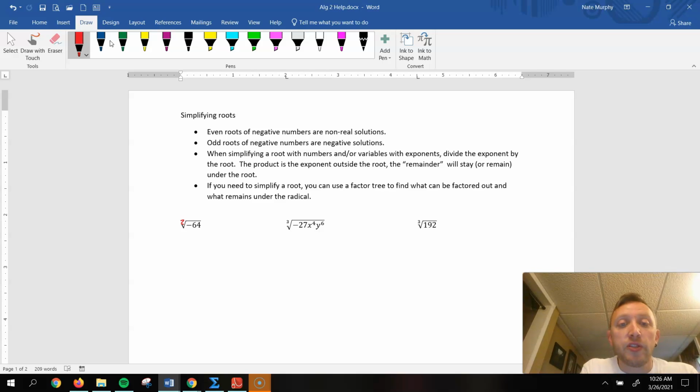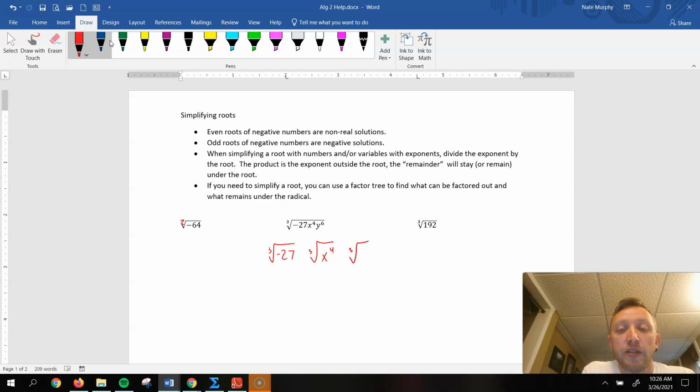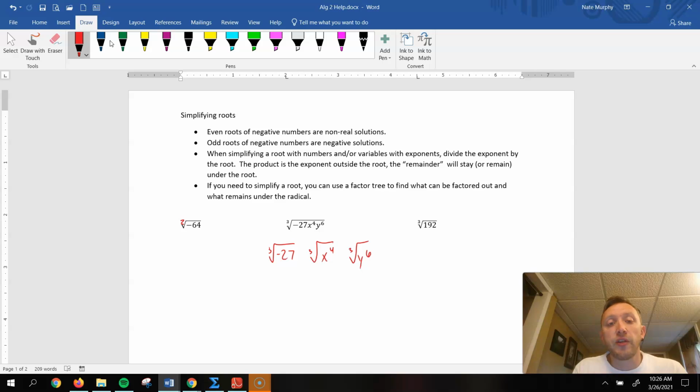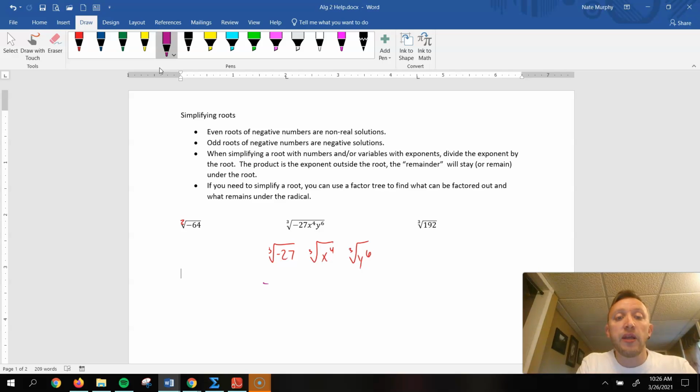So if I were to work through this one using that method, we would look at this as the cube root of negative 27, and then the cube root of x to the fourth and the cube root of y to the sixth. So let's look at those individually. The first one there, we have an odd root of a negative number, so I know my answer is going to be negative.